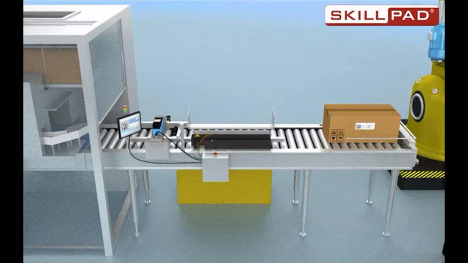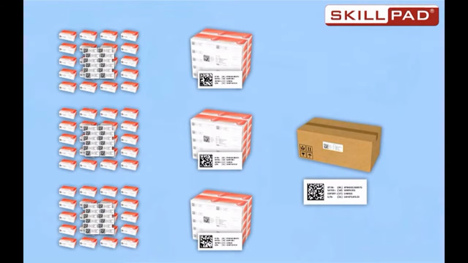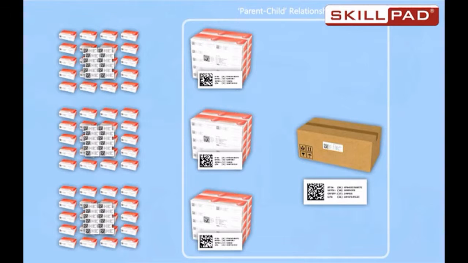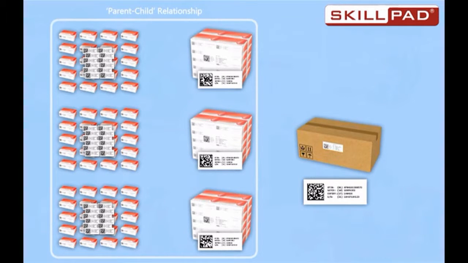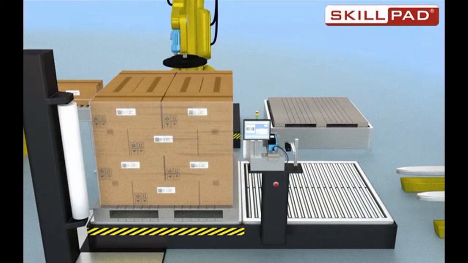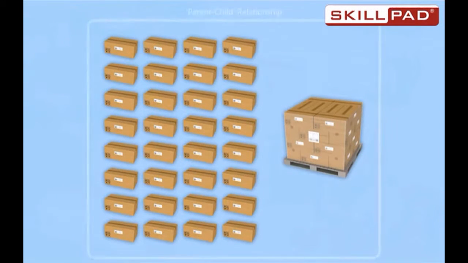A set number of bundles are then automatically put into a case. A unique serial number is printed on the side of the case. A parent-child relationship now exists between the case serial number and the bundle serial numbers. A parent-child relationship also exists between each bundle and the items within that bundle. A set number of cases is then loaded onto the pallet. Here, another parent-child relationship is created, this time the parent being the pallet and the child being each individual case.